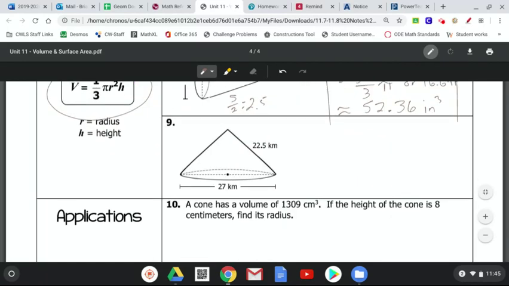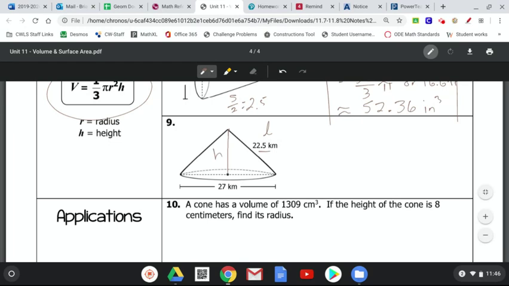For number 9, for this one, they give you 22.5. That is not the height. That is the slant height. The slant height is the height that you're using if you're climbing up the side of that cone. So this 22.5, that's the cursive L that is used. That's the slant height. What we have to find is the actual height.